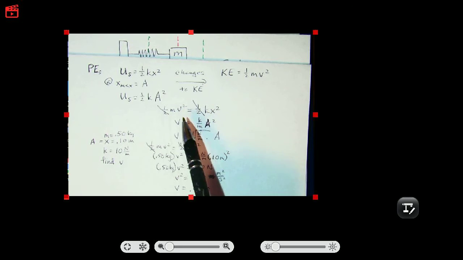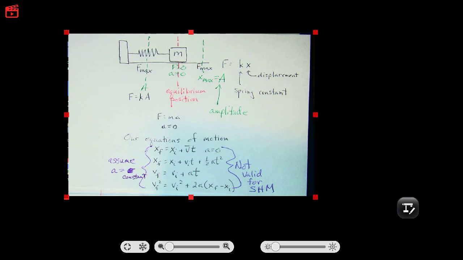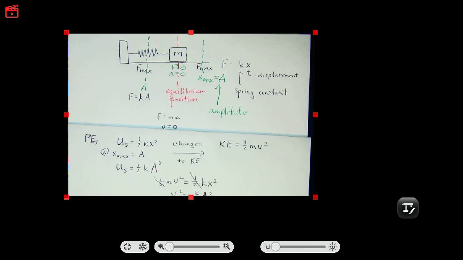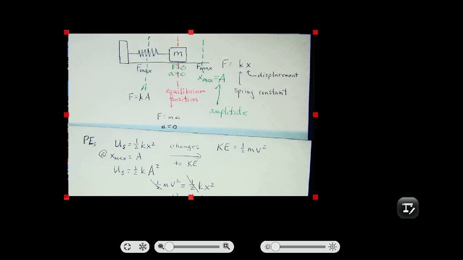Okay, so all of this is concepts that we've learned before. It's conservation of energy. Okay, we've got Hooke's law. The only thing that's different is our equations of motion are not valid anymore. So we're going to need to be using things like conservation of energy.